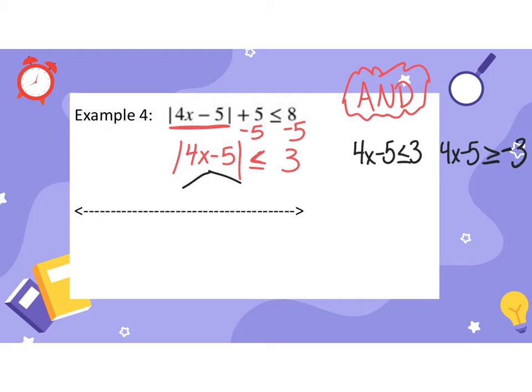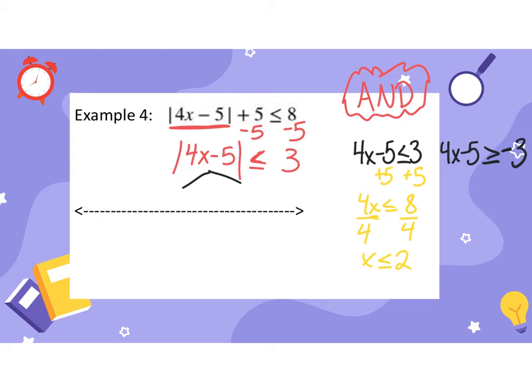Now time to just solve these. So the first problem, the first thing I would do is just add that 5 over, and end up with 4x is less than or equal to 8. The x is still not alone. I've got to get rid of that 4, and I'm going to do so by dividing by 4. x is less than or equal to 8 divided by 4, which is 2.